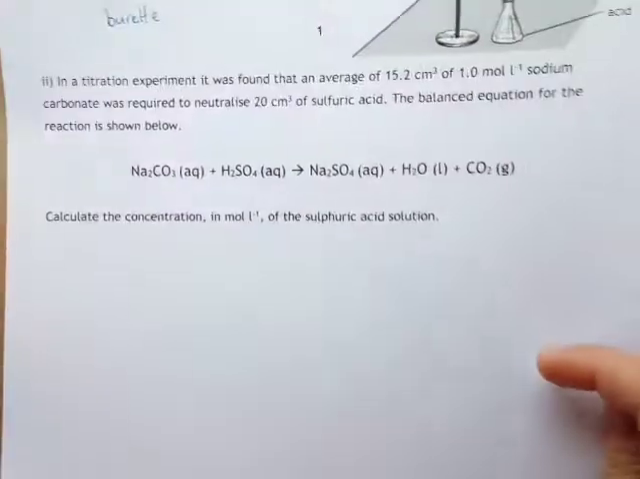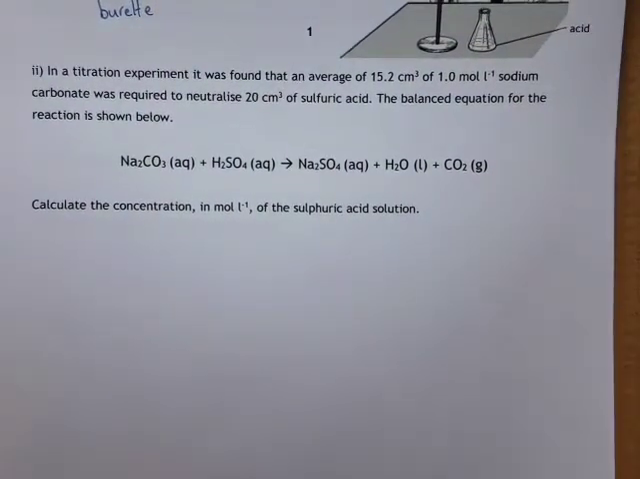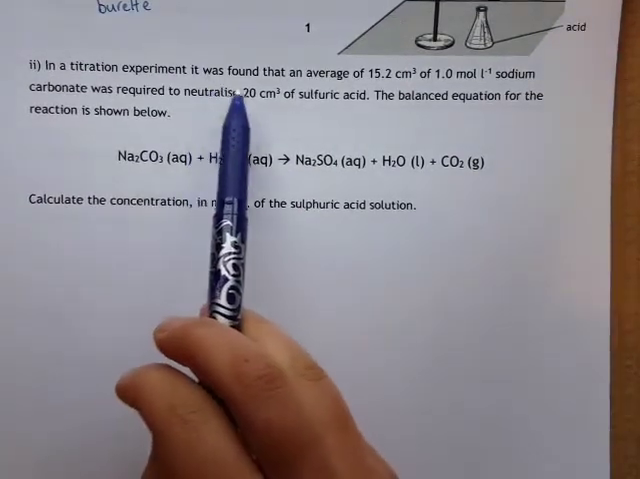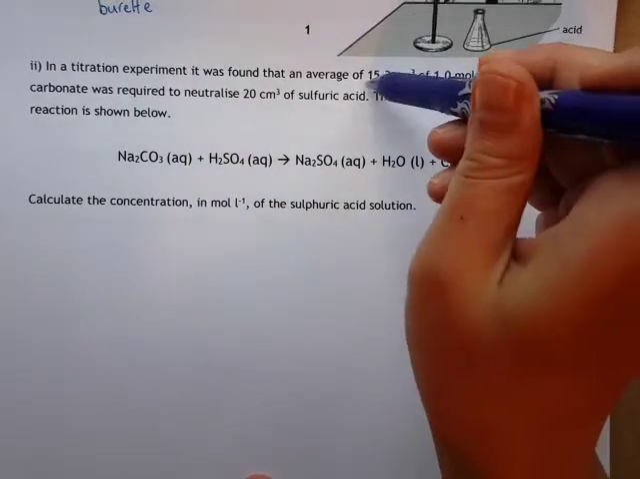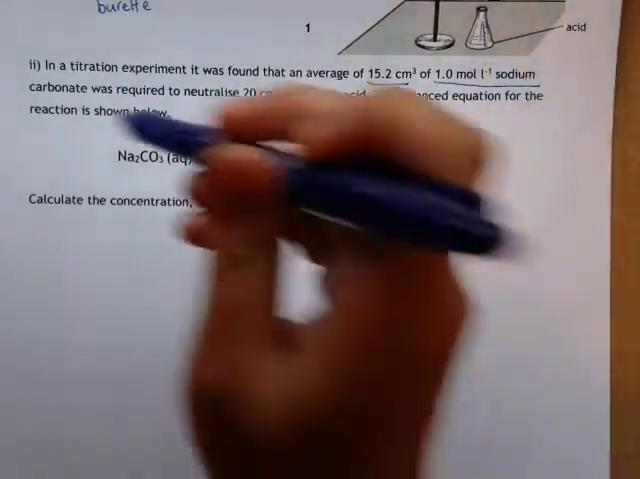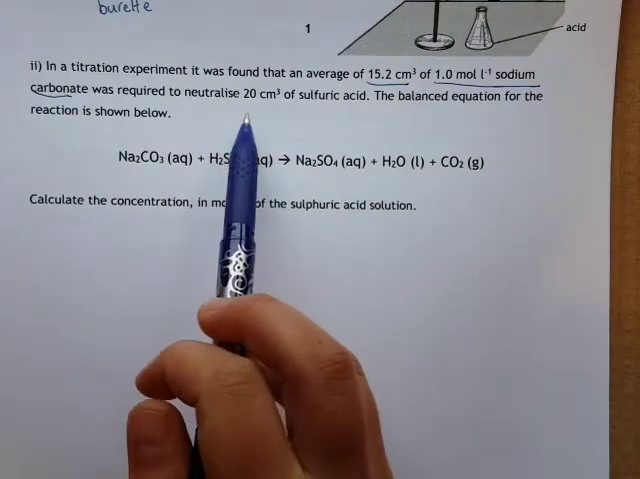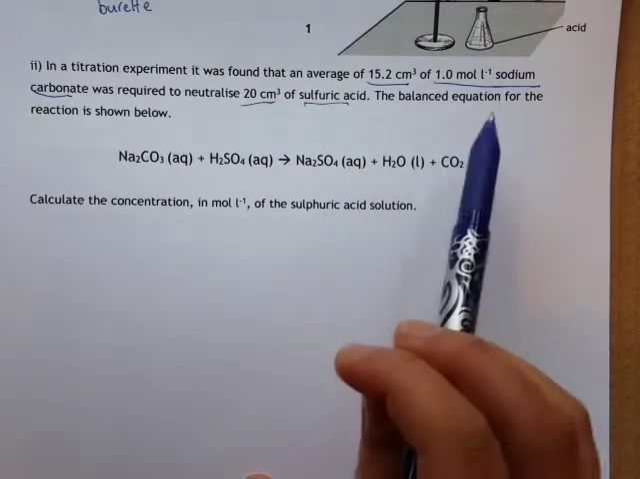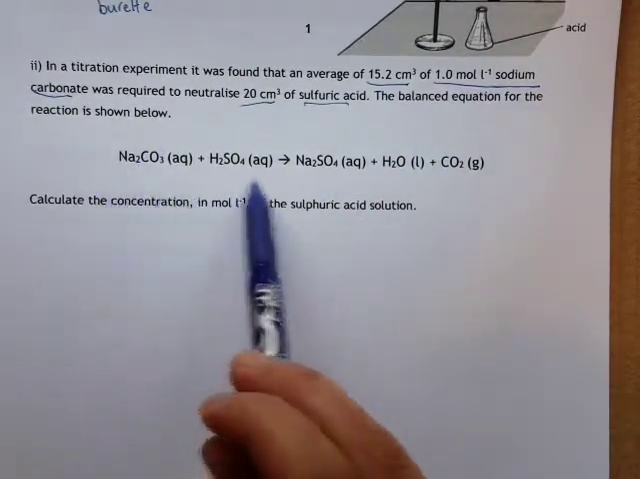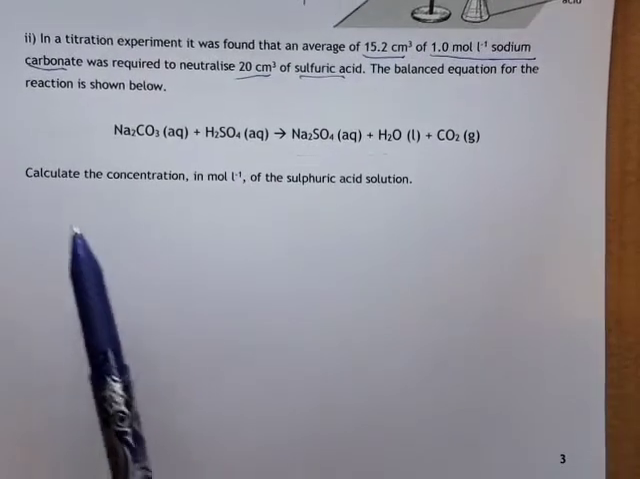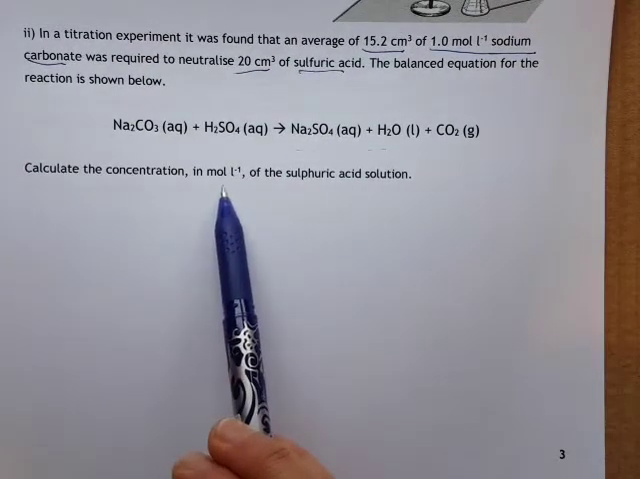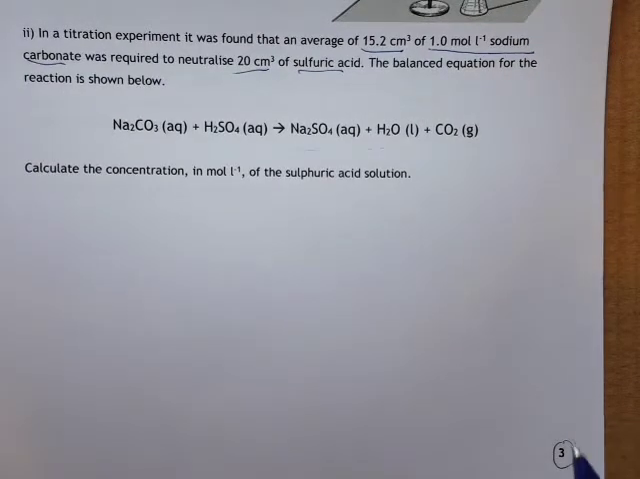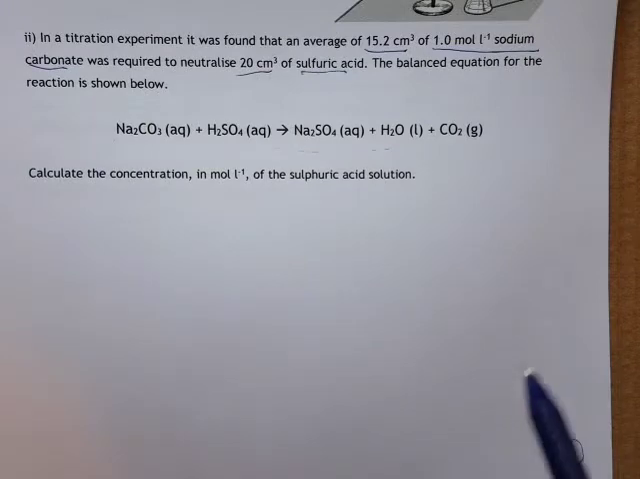Okay, and then part 2 of question 5 is again a little bit more difficult. It says, in a titration experiment, it was found that an average of 15.2 centimetres cubed of 1 mole per litre sodium carbonate was required to neutralise 20 centimetres cubed of sulphuric acid. And the balanced equation for the reaction is shown below. So we've got a balanced equation, we've got lots of numbers. It says calculate the concentration in moles per litre of the sulphuric acid solution. And it's a 3-mark question. So again, we've got a 3-mark question with a balanced equation.